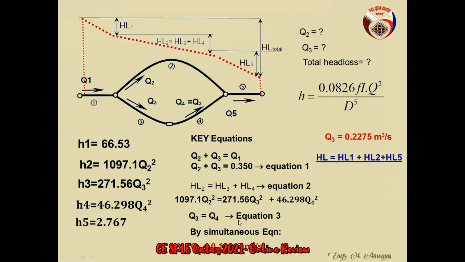Head loss 1 and head loss 5, you already have 66 and 2.67. Head loss 2 is 1097 times Q2 squared, so 0.12 squared. You can solve H2. So 1097 times 0.12 squared plus 66 plus 2.67, that is your total head loss.